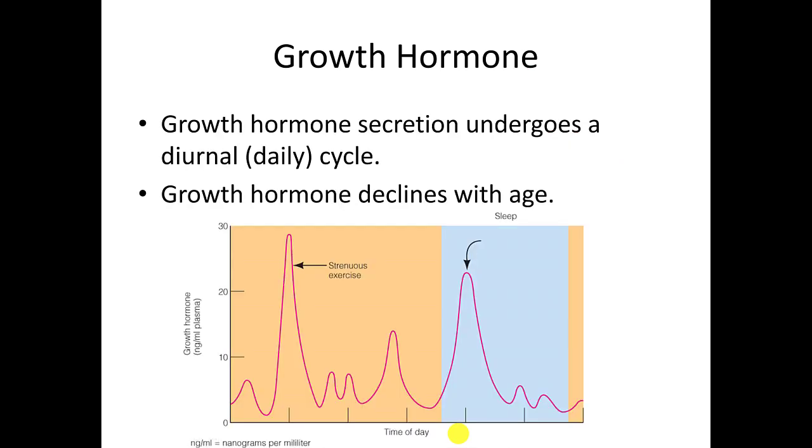So this one's pretty interesting. It's showing you the cyclical changes in growth hormone throughout the day. So a couple things I want to point out here. You can see that in this orange color, this is daytime. And you can see that during the day, it is going to cycle a little bit. But notice what happens when you exercise. You release growth hormone when you exercise.